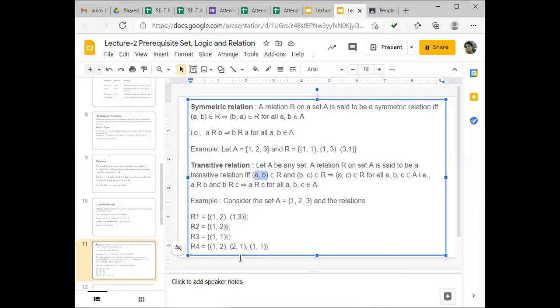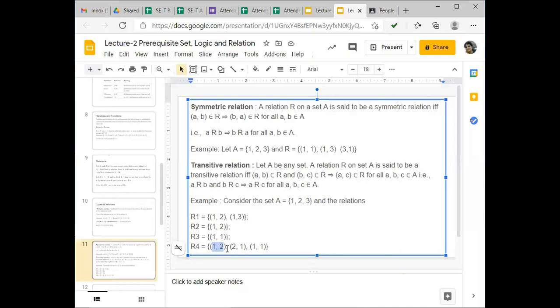Okay. Are you getting it? Yes, ma'am. It is not that way. Okay, 1 comma is not present. Harshal, this is 1 comma 2. Right? This is 1 comma 2. Yes. 3 is not present. No, it is not because of 3. We don't want 3 because it is not related at all in this R4.